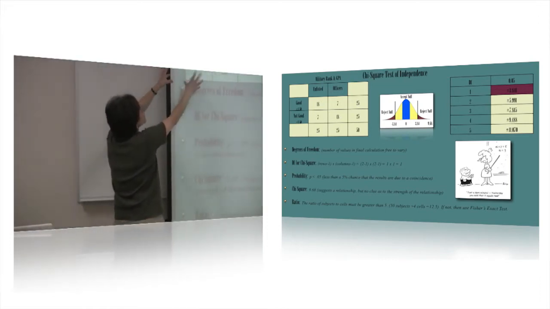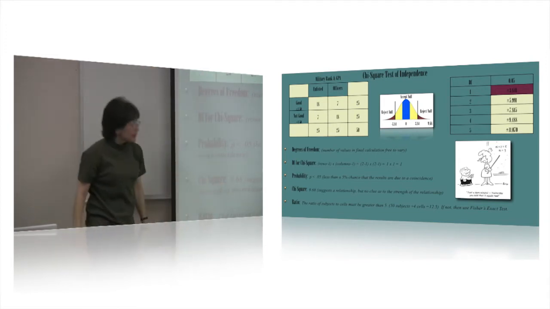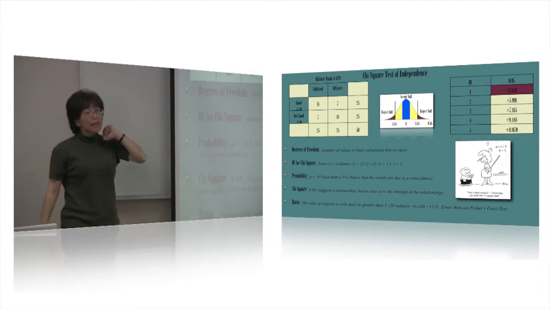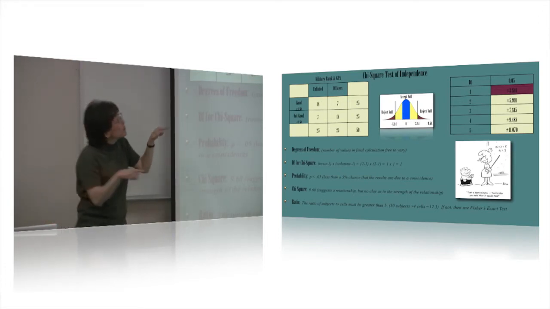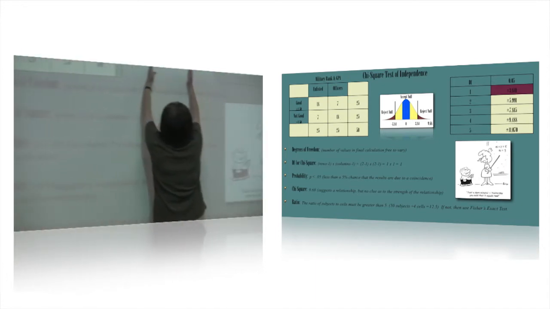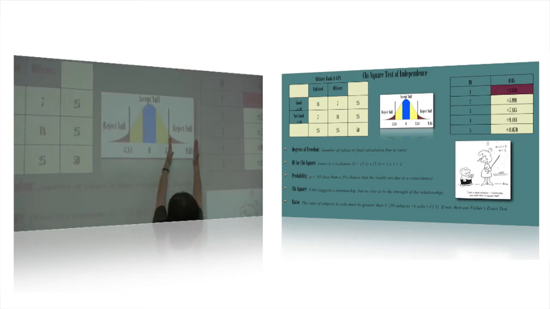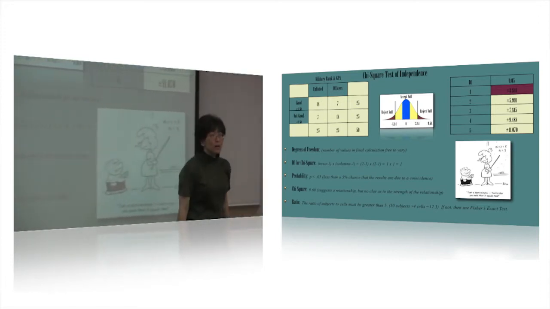Then I use my formula to calculate my chi-square value, and let's say it comes out to be 9.68. So do I reject my null or keep my null? Do you remember that part? What area does it have to fall into to be rejected? Here's the critical value, here's 9.68. These are the areas of rejection. So it falls out here. So I'm rejecting my null.